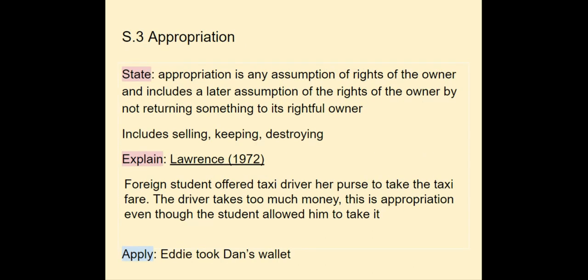So we start with our actus reus elements. So appropriation, and we can state that it's the assumption of the rights of the owner, including a later assumption of rights of the owner by not returning something to its rightful owner. This includes everything you could do with your own property: selling, keeping, destroying, etc. And this is seen in the case of Lawrence, where the student offered the taxi driver her purse so that the taxi driver could take his rightful fee, but the taxi driver took far more. It didn't matter that the student had offered it up. And the appropriation takes place where Eddie took Dan's wallet.